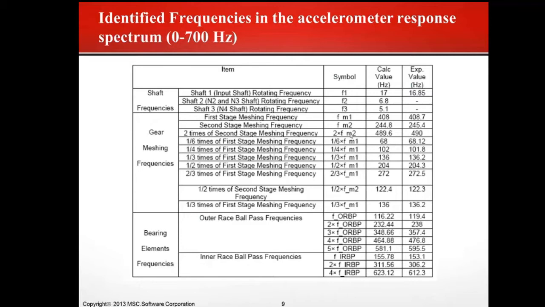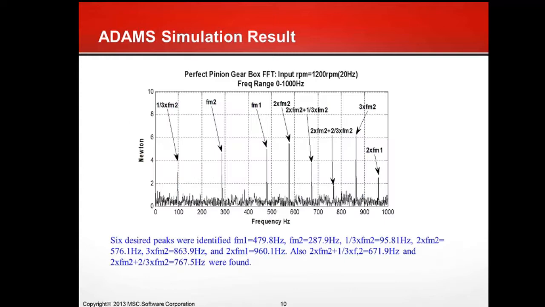It's a combination of the gear mesh frequency, first stage, second stage, the shaft speed, and the ball pass frequency of the bearing. Then, in order to understand if there are defects in the system or not, we use Adams. We use Adams to simulate all of those kinds of results. This is the very early stage of the simulation. We finished that in 2010.